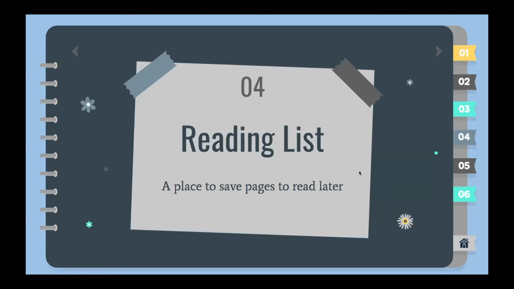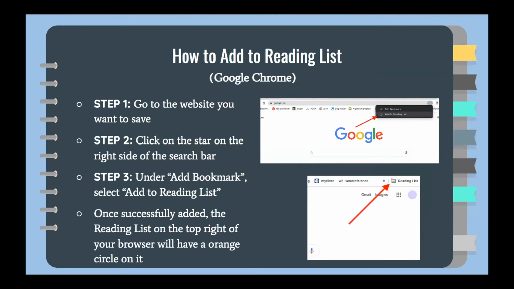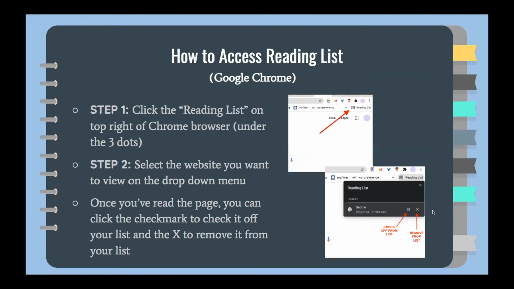Now for reading list, a place to save pages to read later. For Google Chrome, to add to a reading list, you go to the website you want to save, click on the star on the right side of the search bar, and under Add Bookmark, select Add to Reading List. Once successfully added, the top right of your browser will have an orange circle on it.